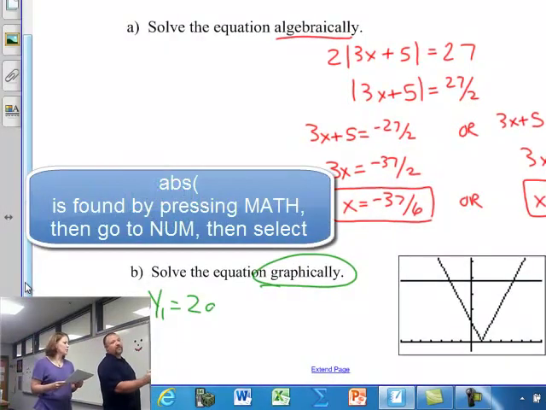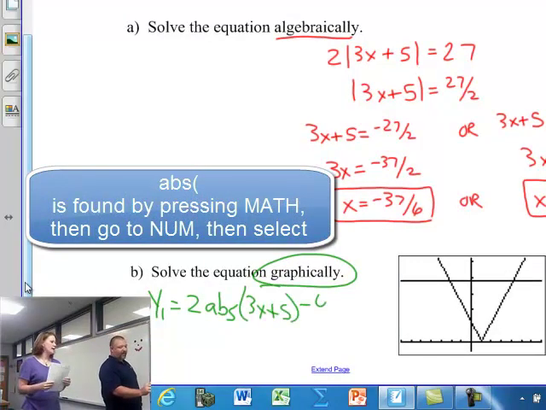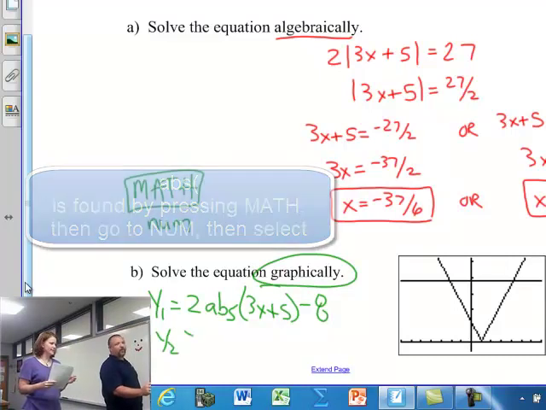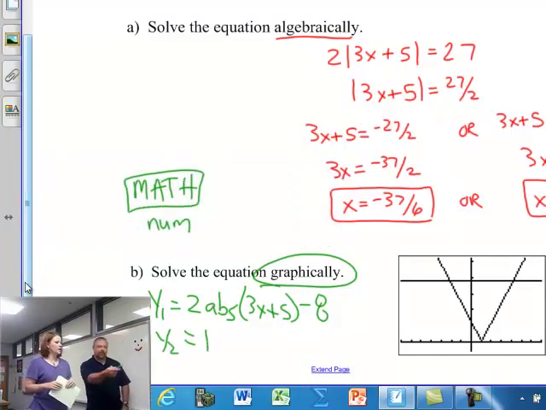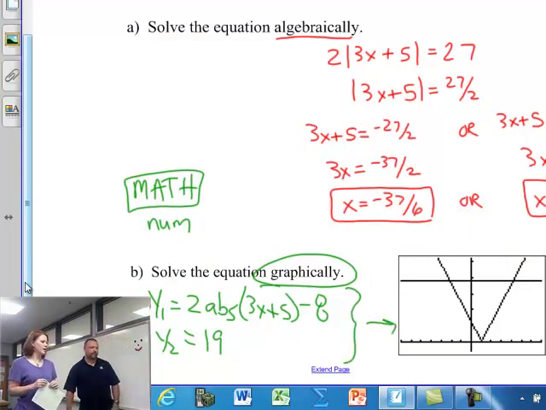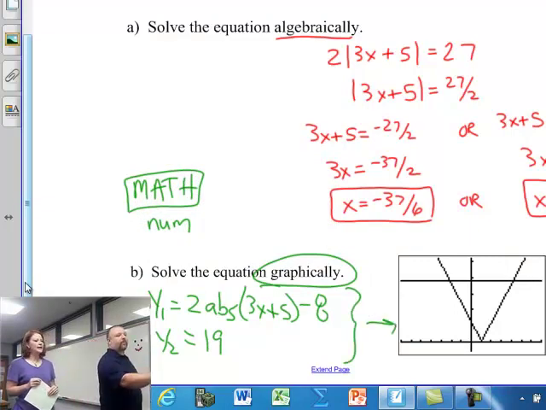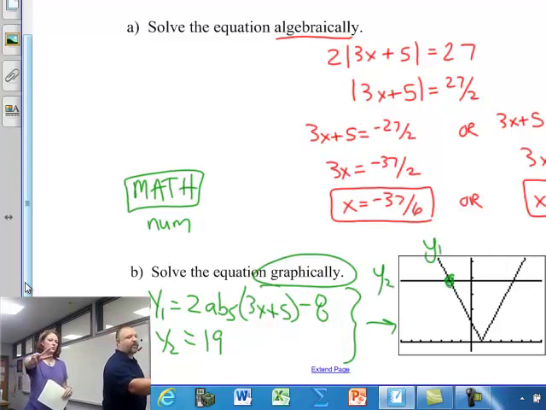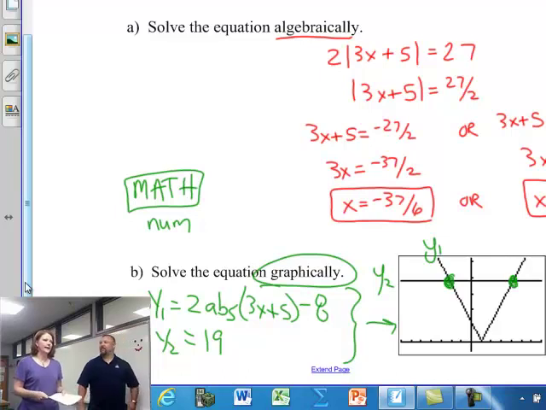So what would this look like? This would look like y1 equals 2 times the absolute value of parentheses 3x plus 5, minus 8. Oh yeah, there's a 2, I'm sorry. And then you're going to make your y2 equal to, was it 19? So that's what you're going to get when you graph both of those. The y1 is going to give you the V, and then the y2 is going to equal the 19. And again, we are looking for where these two things intersect each other. And it happens twice, and there's our solutions. And we've gone full circle.